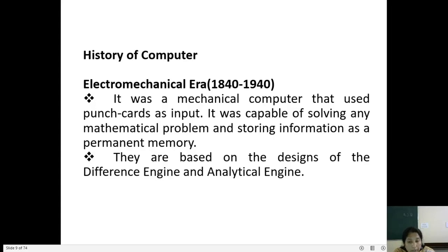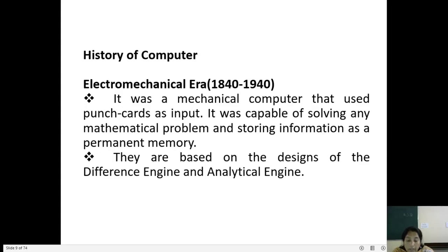In the previous era itself, I told you, the differential engine had already been introduced. It has been updated in this era, where the punched card concept was introduced, which is used for input as well as to show the data. The display device was introduced, and they also introduced a simple concept for storing. The permanent memory concept was also introduced by updating the differential engine.